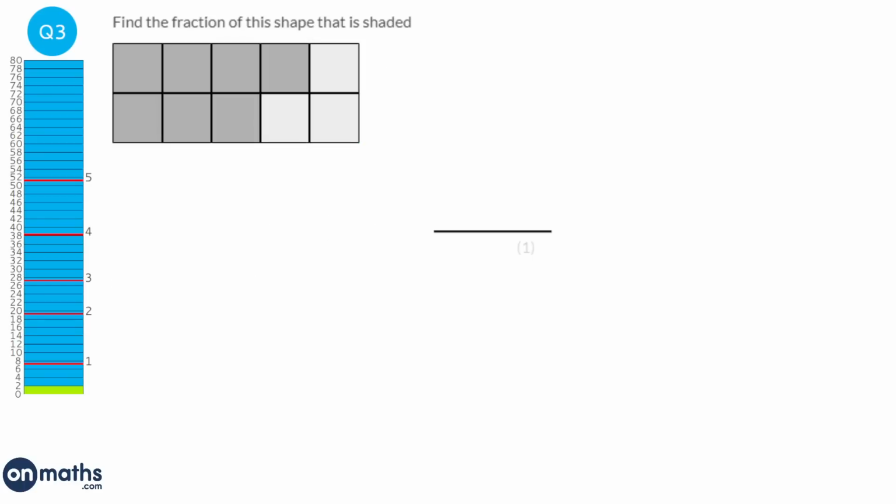There are 10 squares in total, so each square is worth 1/10. And if we count all of the shaded squares, we notice that in total there are 7 shaded squares, so that's 7 lots of 1/10 or 7/10.